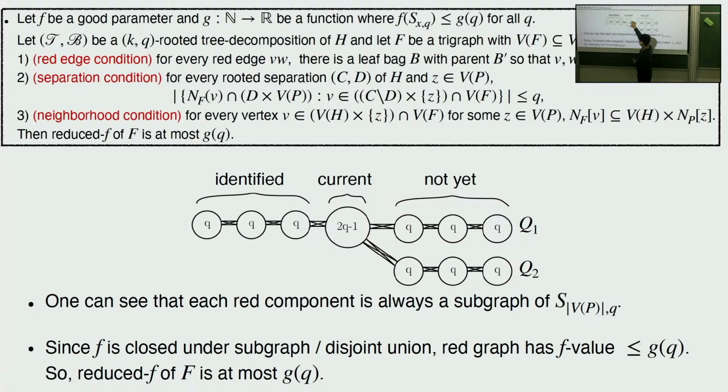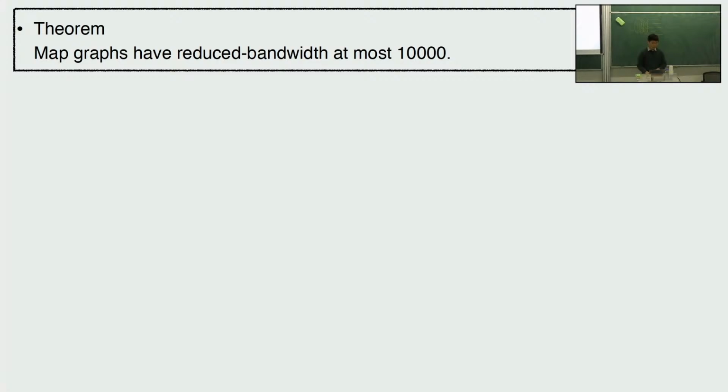bags, the remaining part. The remaining guys, we didn't do any contraction at the moment. So the red graphs generally look like this during the construction. This will give a bound for the reduced bandwidth. And this is the end of the proof for the planar graphs.